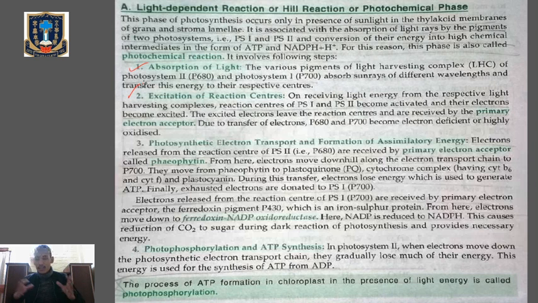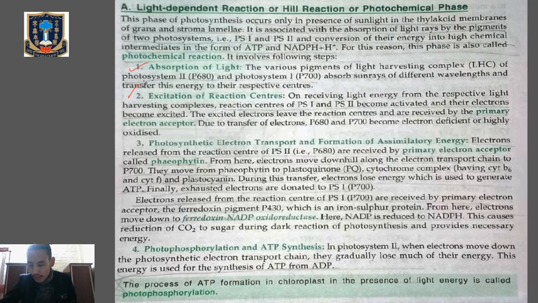Clear? So once the LHC of PS1 and PS2 will receive the light energy, the reaction centers of both PS1 and PS2 will become excited, and once they become excited, the electrons of both the reaction center of PS1 and PS2 will also become excited. Now these excited electrons will leave the reaction center, and those electrons will be received by the electron acceptor. So due to the transfer of electrons, P680 and P700 become electron deficient or highly oxidized.